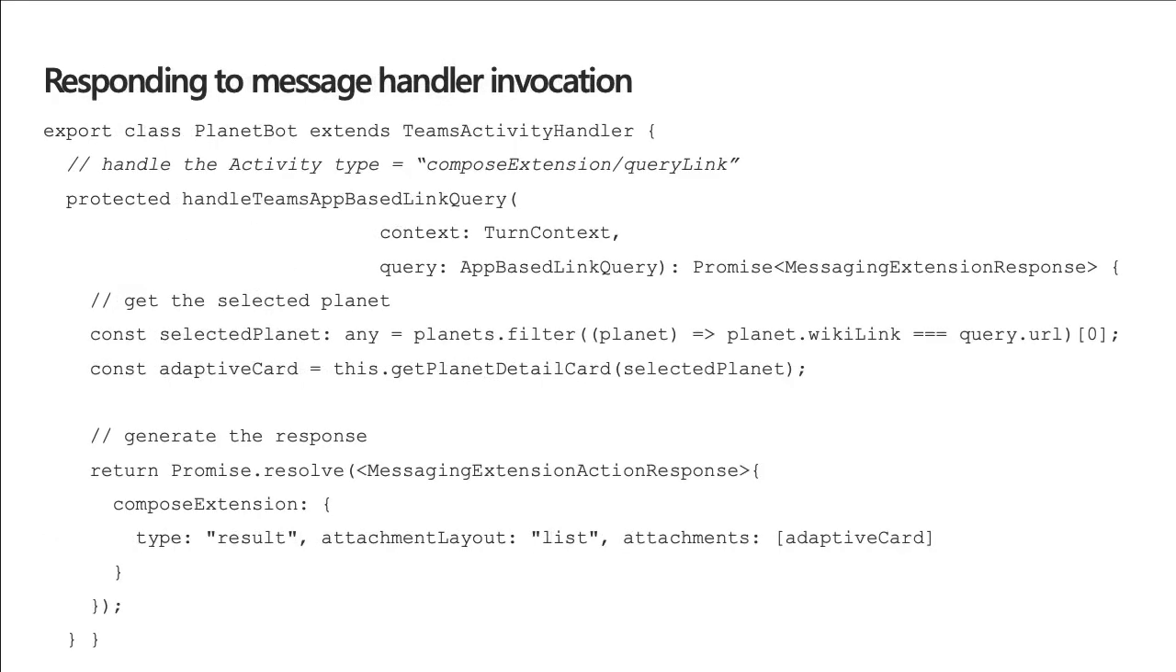Now, when a valid domain is detected by the Microsoft Teams client, the bot framework will send an activity object to your web service of type compose extension / query link with the URL from the message. Your web service will respond with a similar response as the search command. However, if you return multiple attachments, only the first one in the collection will be used by the Microsoft Teams client.